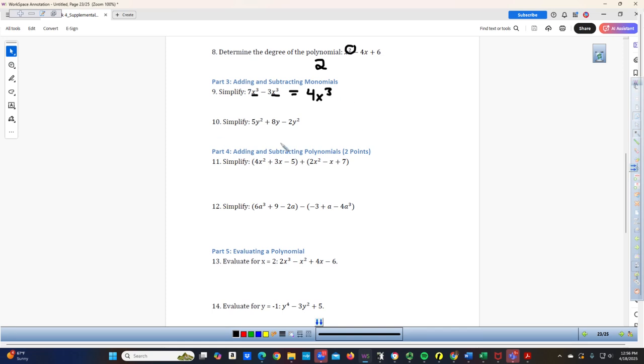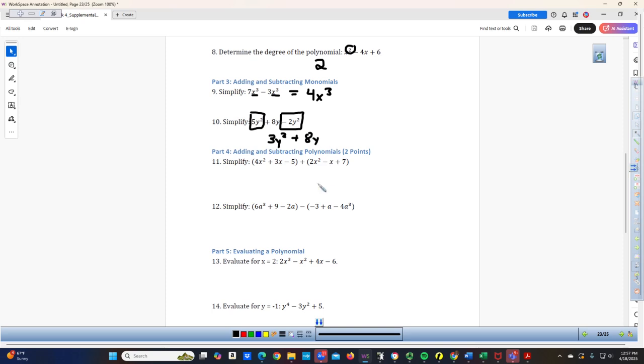All right, so for question 10, again, we can only combine like terms. So 5y squared is not the same as 8y because the y is not squared. So we can only combine 5y squared with the negative 2y squared, which gives us 3y squared. And then we don't touch the positive 8y.